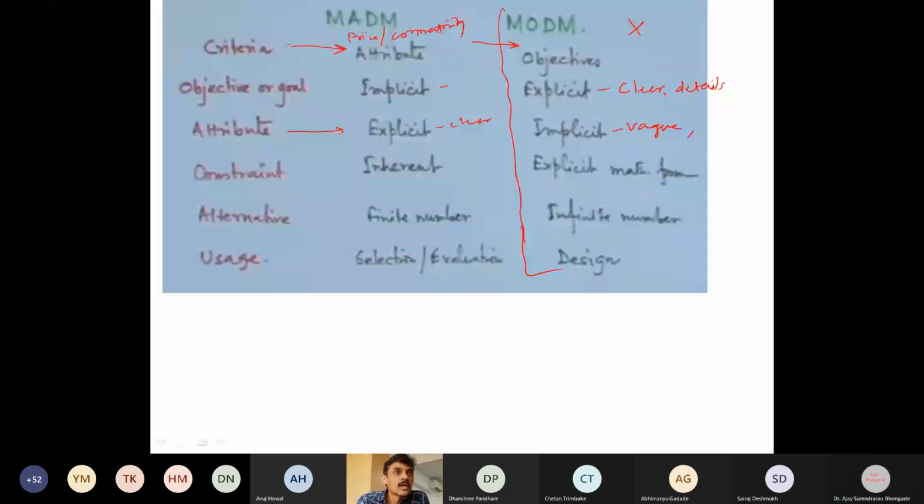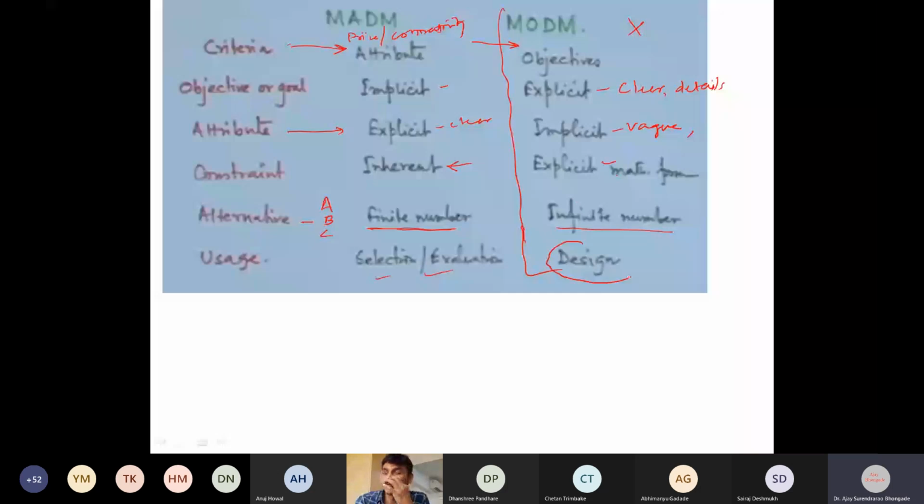Constraints are inherent, and these are again explicit here. Constraints are explicit. They are clearly defined. In the implicit case, the constraints may be a part of the function itself. Now alternatives, how many alternatives are there? A finite number of alternatives. So we have option A, option B, or option C. In this case, there are an infinite number of alternatives because that is a continuous function. The use is for selection and evaluation, and this is generally applicable for the design problem, for the selection and evaluation of the various alternatives.